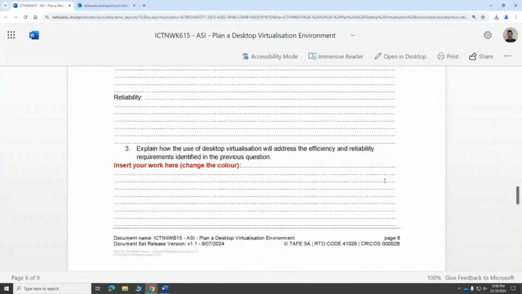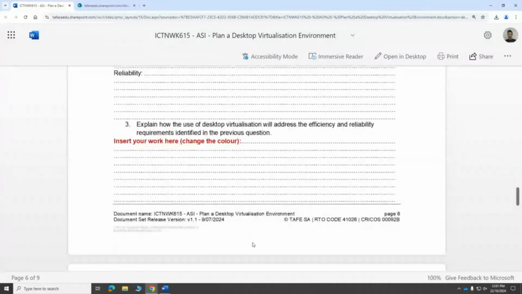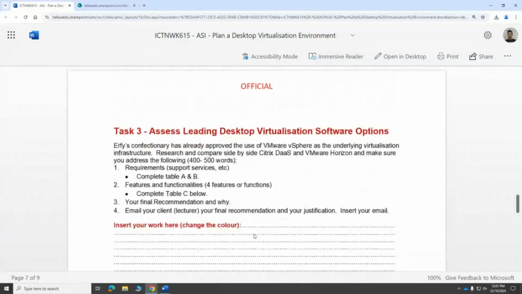Explain how the use of desktop virtualization will address this efficiency, this reliability requirement. So if I were you, I'll look at all the things that could be there and identify the one that you can explain the best with this question. So now, instead of how in the previous one we assessed VMware vSphere versus Hyper-V, this one we're not. Oh, you've done that already.